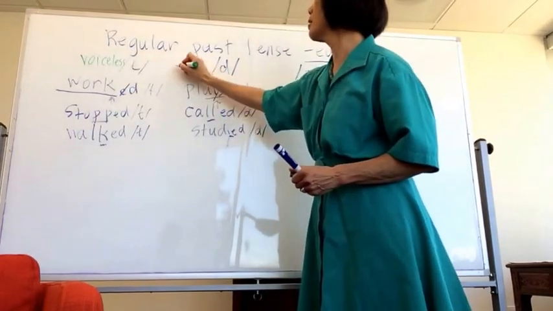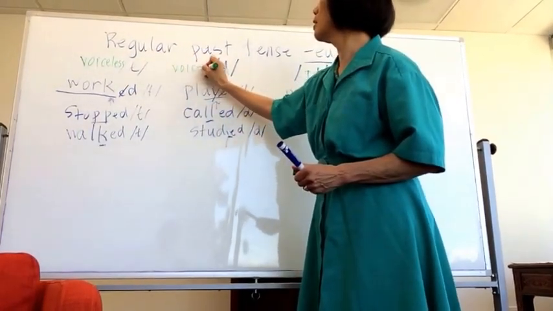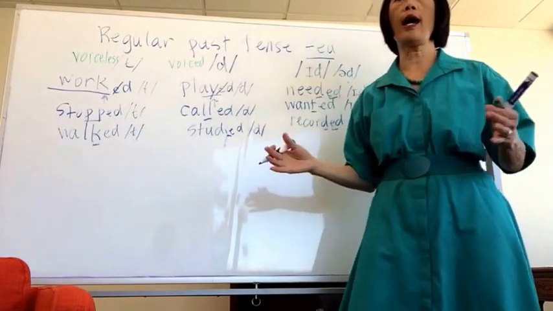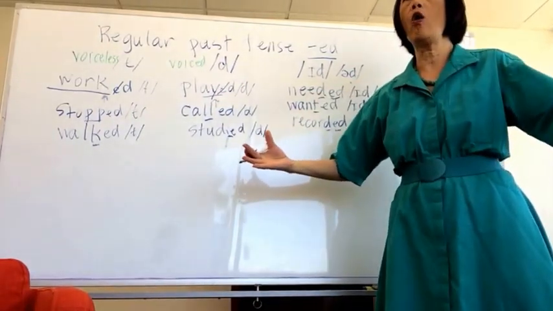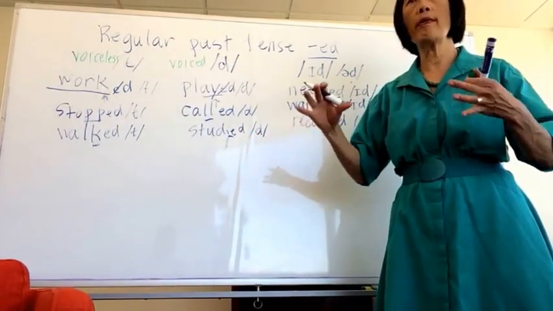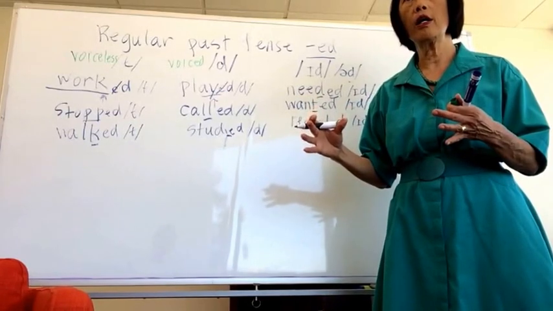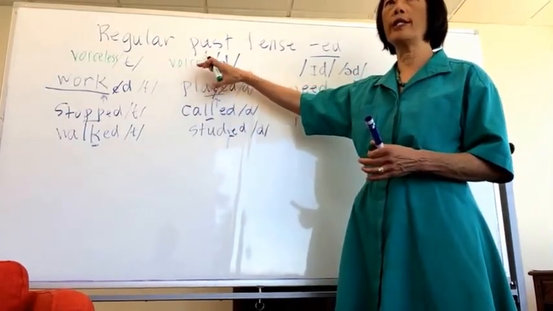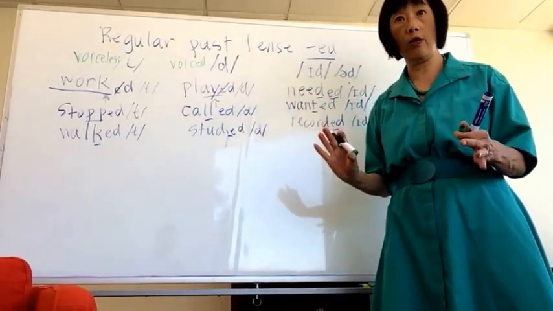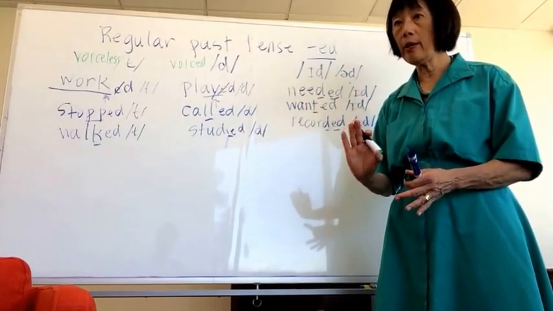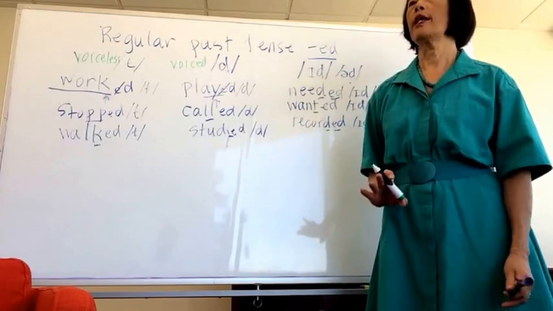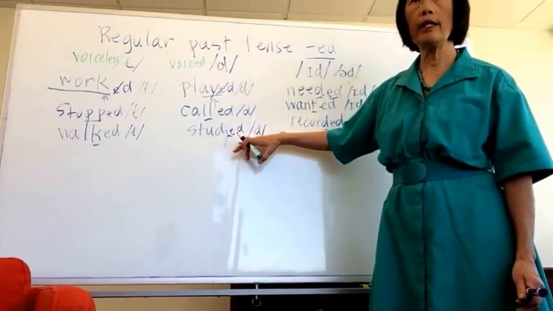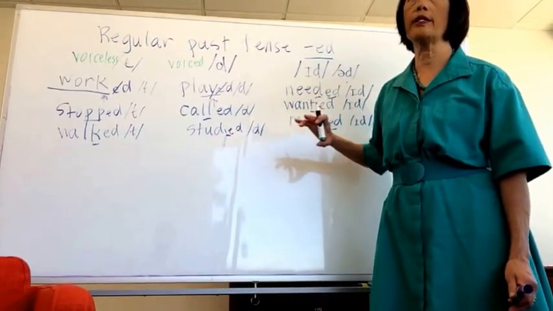This one is voiced. D. How about vowels? A, E, I, O, U. Remember, all of them are voiced. So if a word ends in a vowel sound, not a vowel letter, but a vowel sound, like study, then d is the ending of it.